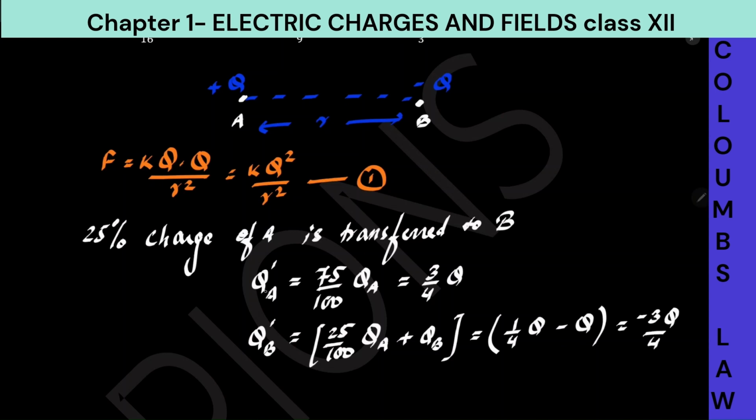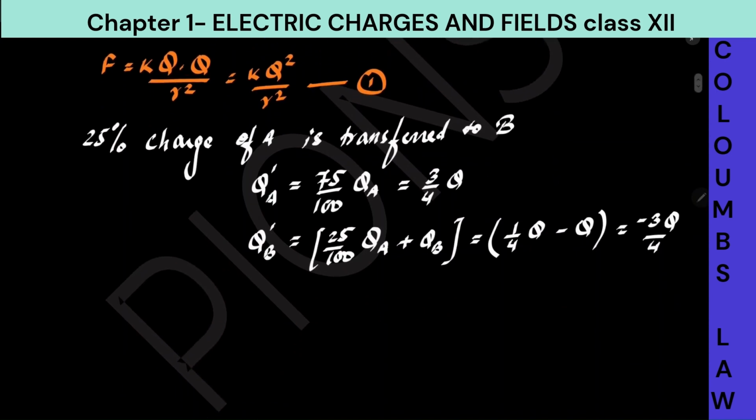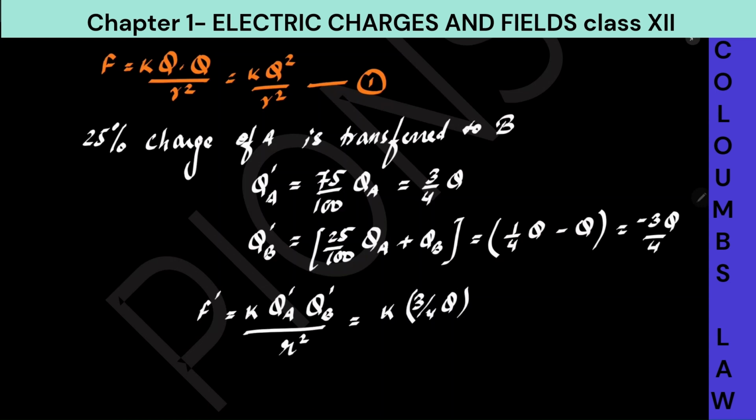I hope this is clear. So this is A, this is B, with the new charges. Let's find the new force. The new force F dash will be equal to K, still K, nothing changes in the medium, times QA dash into QB dash, whole divided by R square. The question says nothing about the separation between the two charges, so R will still remain R. Let's substitute the new charges. QA is 3 by 4 of Q, let's keep a bracket to avoid mistakes, and into this, minus 3Q by 4, the charge on B, whole divided by R square.